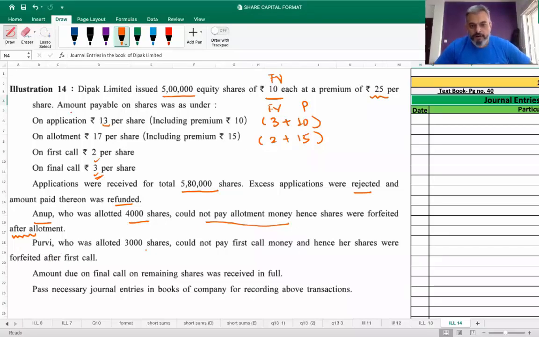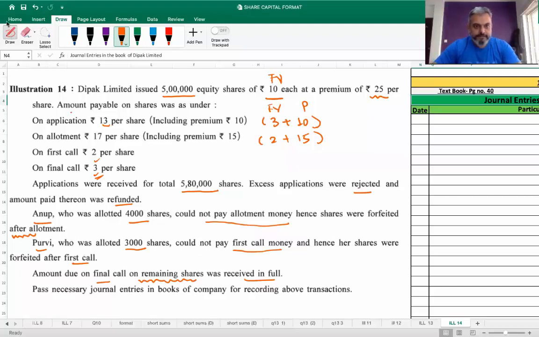Purvi, who was allotted 3,000 shares, could not pay first call money, and hence her shares were forfeited after first call. So those who did not pay the call, their shares were forfeited. Amount due on final call on remaining shares was received in full. Pass necessary journal entries in the books of the company for recording the above transactions.